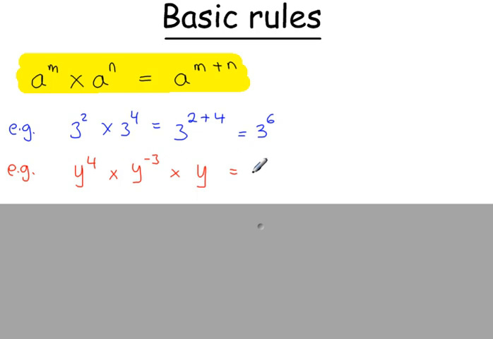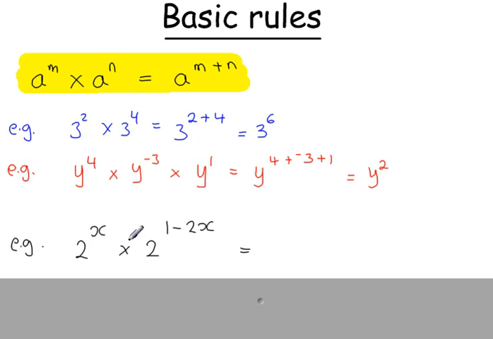We're multiplying 3 terms together here. The bases are all the same, they're all equal to y, so we can add the powers. So 4 plus minus 3 plus, there's no power here. If there's no power, then 1 is implied in there. So plus 1, which is equal to y to the power of 2, or y squared.